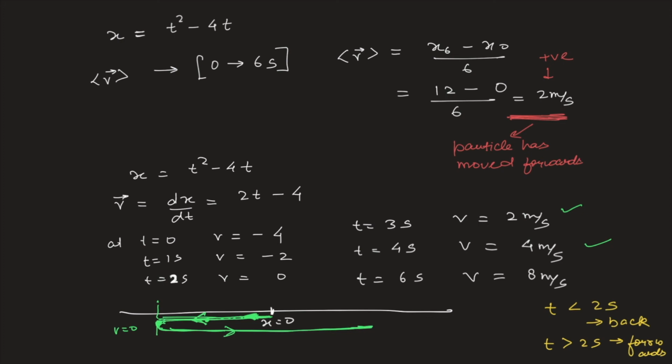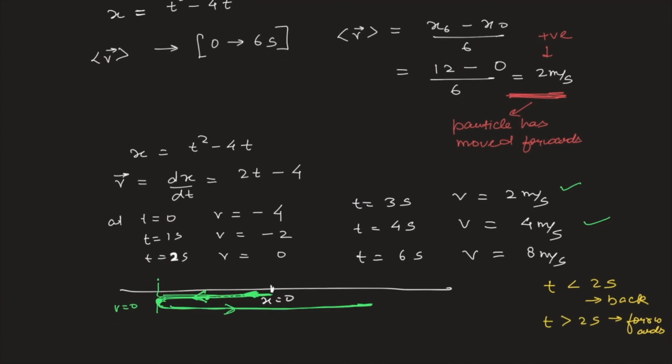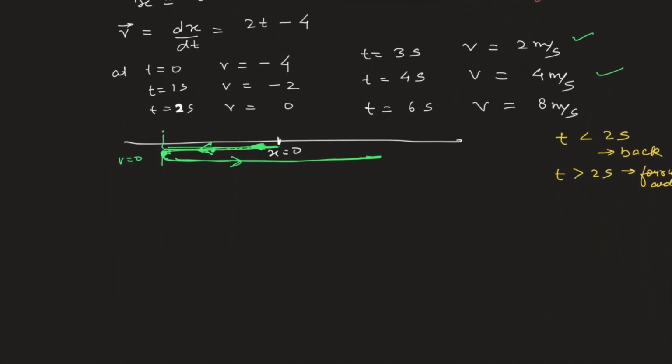And as you can see here, instantaneous velocity gives you a more accurate description of the motion. Let me write this down. Instantaneous velocity gives us a more accurate description of motion.